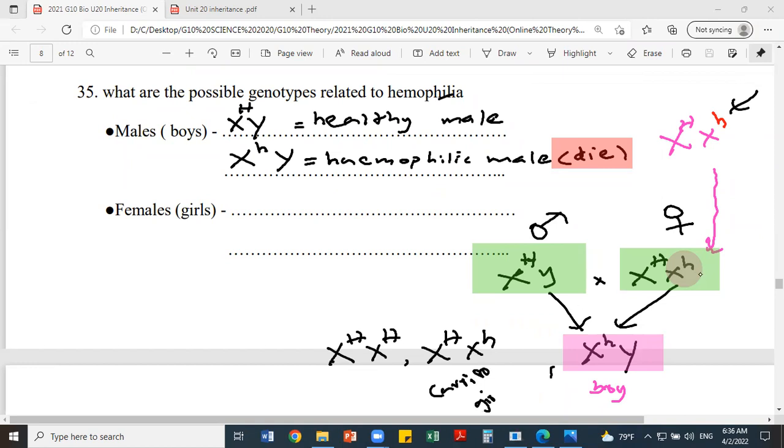Carrier girl because of the mother, simple h. Father is anyway capital H. To the boy also capital H. To the girl also capital H. There's no chance of getting the disease from the father, and the father is capital H. Father is not having a simple h.